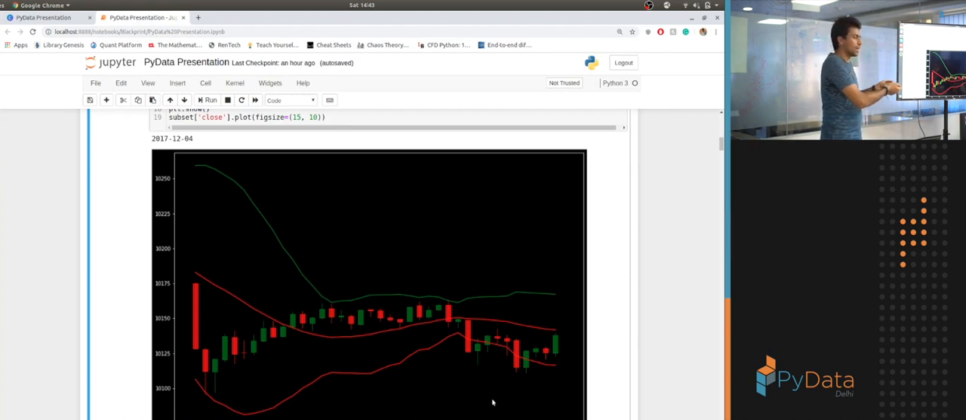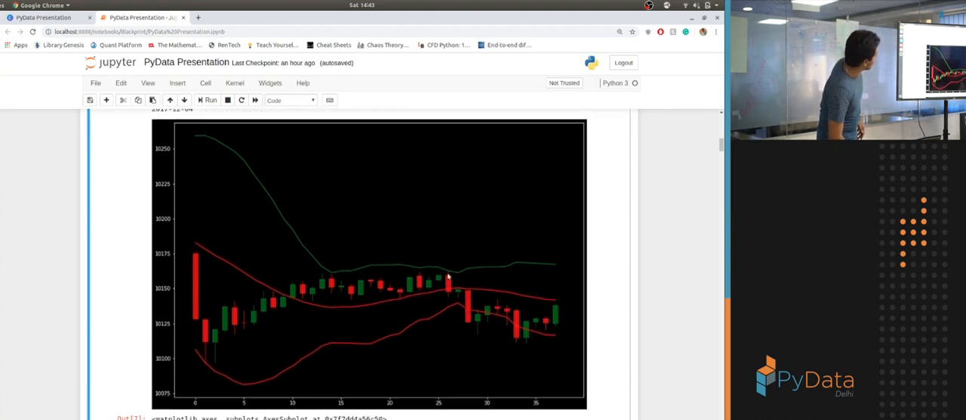Alright. So I've just plotted it using a library built on top of Matplotlib called MPL Finance. It quickly plots the charts and then I just plotted the Bollinger Bands. So when it touches the green one here, I go short. And when it closes below the red one here, I go long.